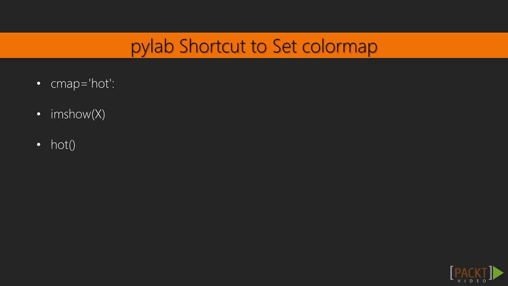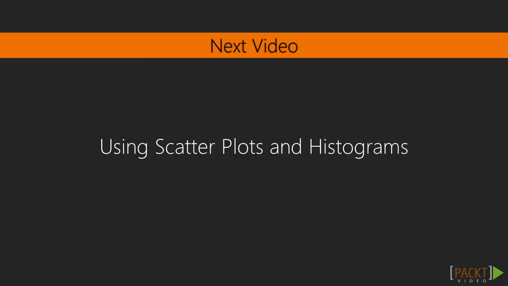For the base map list, we can use the Pylab shortcut to set the color map. For example, the following code would set the color map of the image X to... Great! In this video we saw how to use color maps to enhance our data visualization. In the next video we'll see the use of scatter plots and histograms.